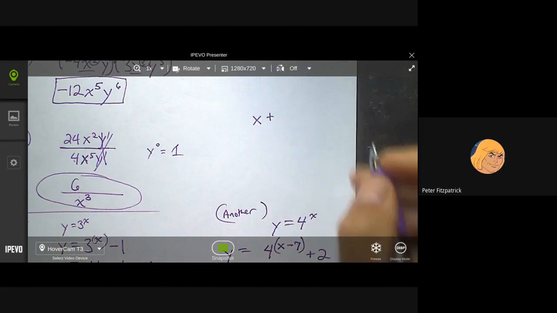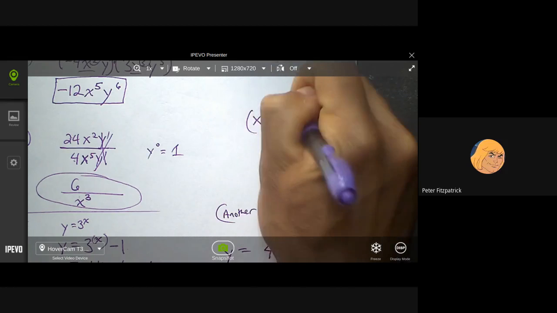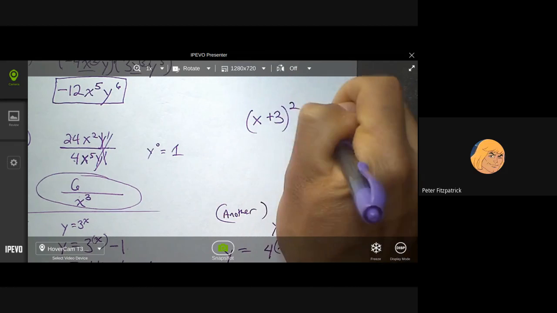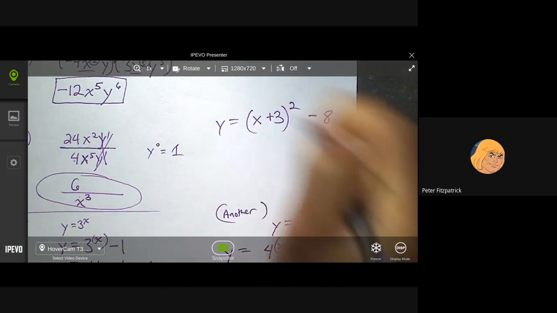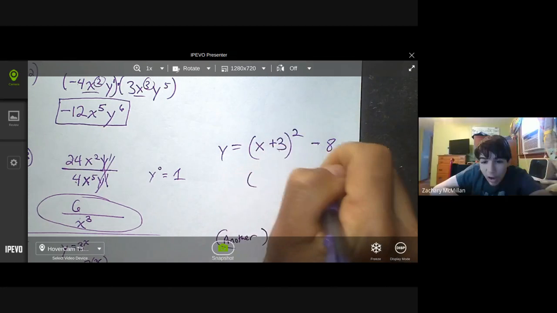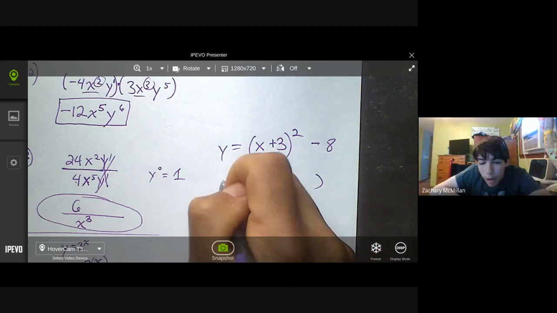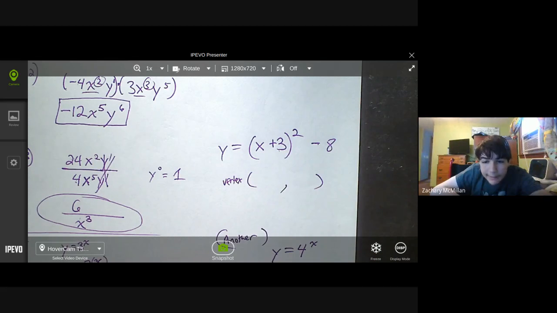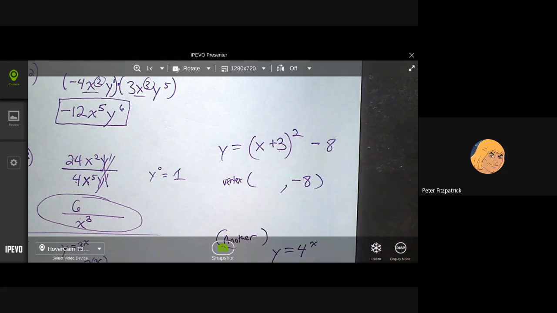Okay, let me just show you one more, Zach, just to remind you that if you see a plus sign here, let's mix it up and let's put a minus sign out here. Zach, can you tell me what the new vertex of this parabola is now? So it would be going to the right and down. You're correct about that down, but Zach, that is an x plus 3.